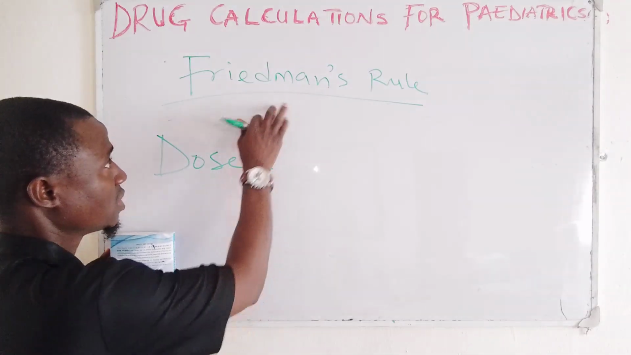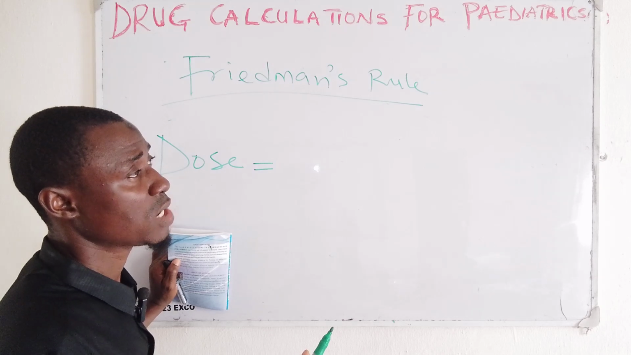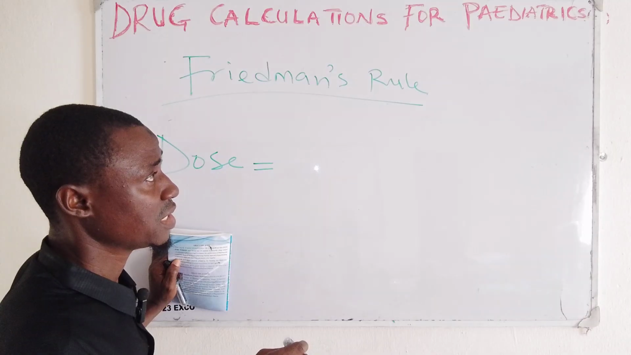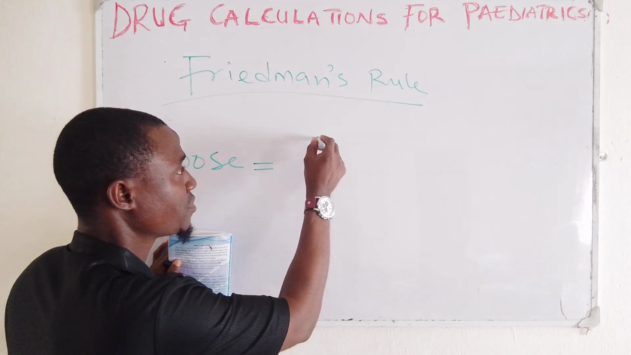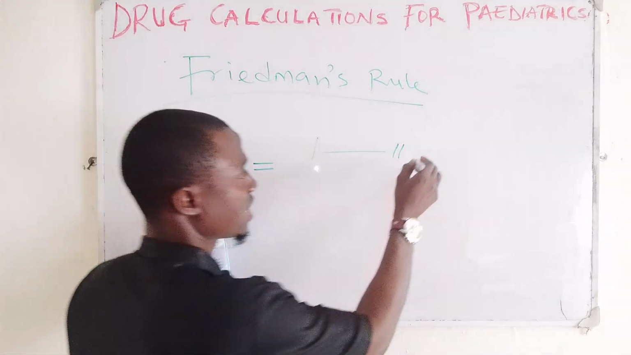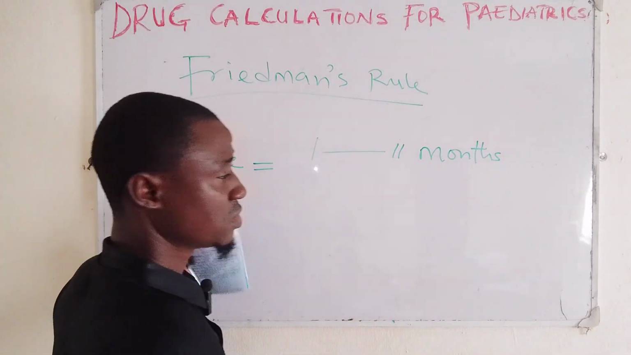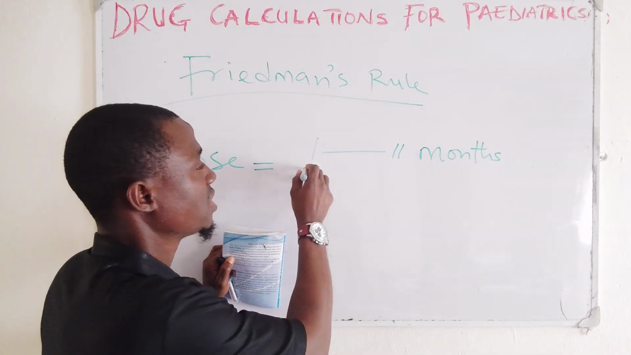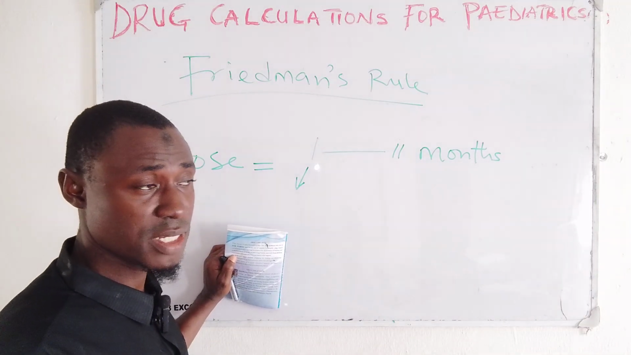So now, the Friedman's rule is a rule that takes into account the age of the child in months. So that means the age range must be in months. The child can be from 1 month up to 11 months. So that is when you can apply this. If a child is less than 1 month, that means the Friedman's rule is not applicable.